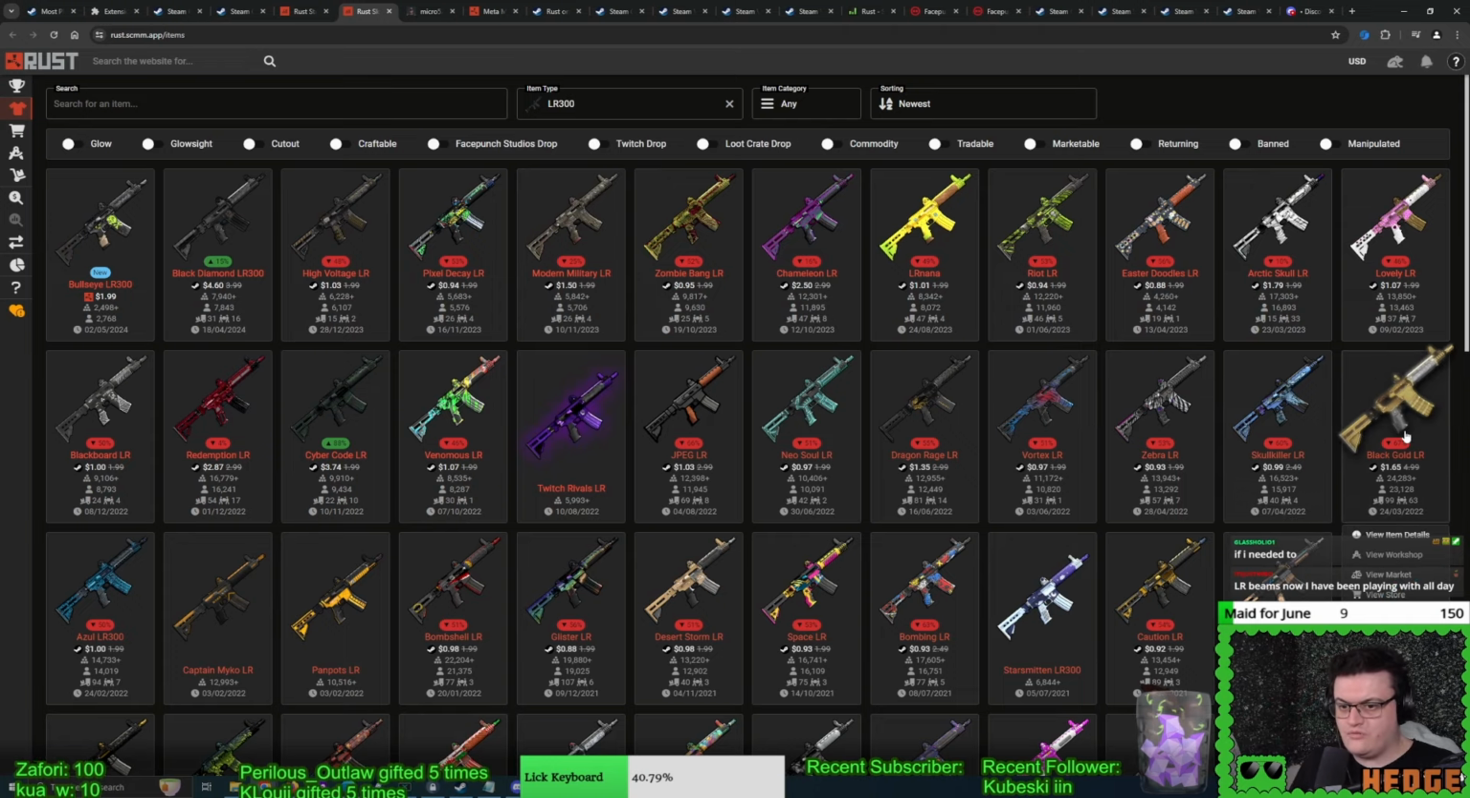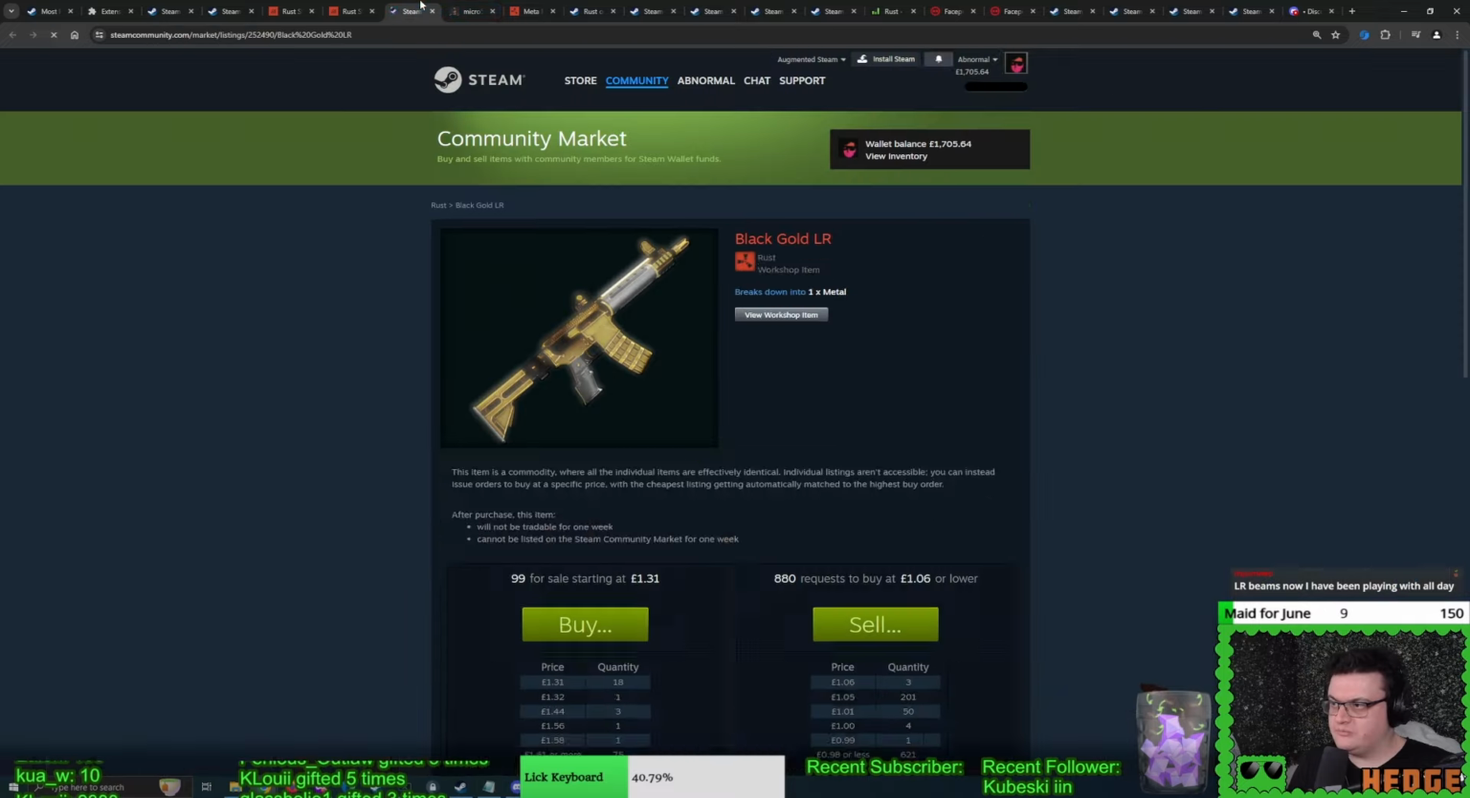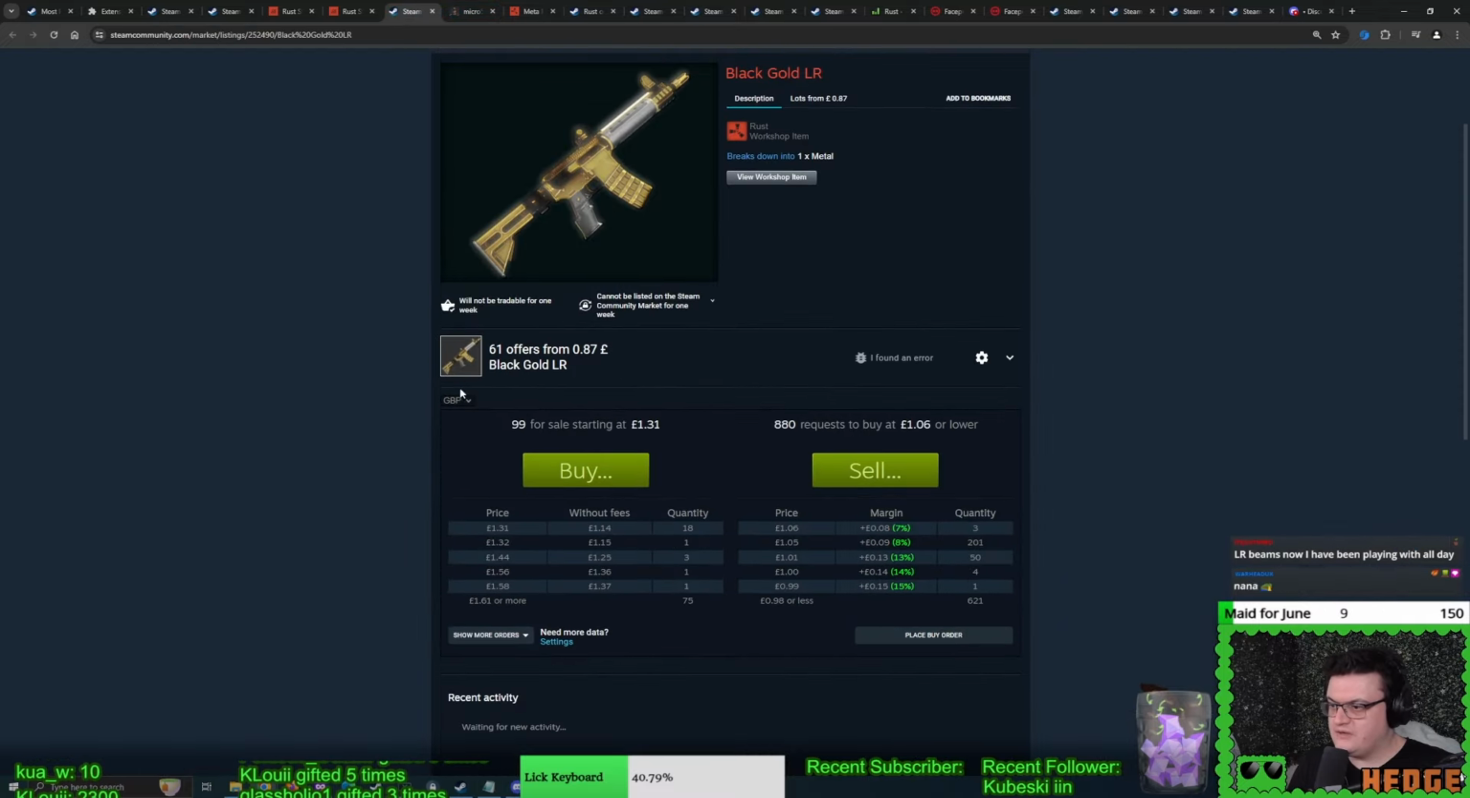Black Gold LR300. Right, that sold quite a lot about 2 years ago. Part of the Black Gold collection. Black Gold hasn't been doing super great over the past few years, but I feel like this has been very stable over the past few years, in which you can see that things are changing for the better. Right now, there's only 99 listed. Currently, it's sitting at $1.65.